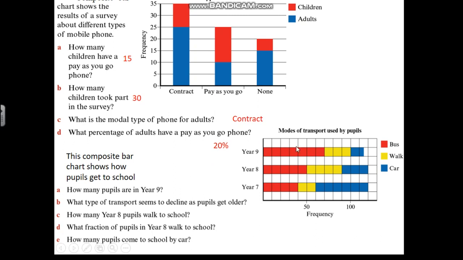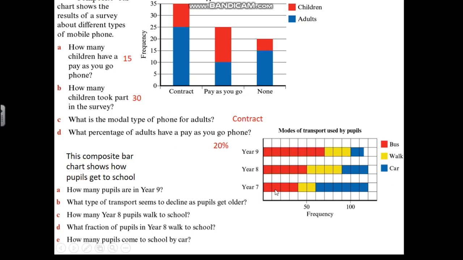Okay, so let's have a look at this one. So this one is about modes of transport used by pupils. Okay, so this says the composite bar chart shows how pupils get to school. So our key says red is bus, yellow is walk, and car is blue. And we've got year 9, year 8 and year 7.